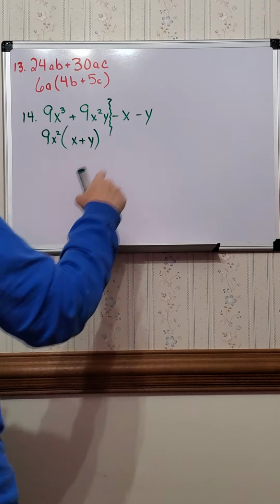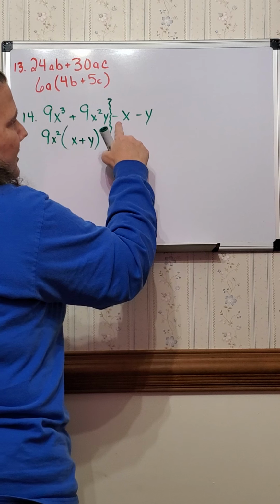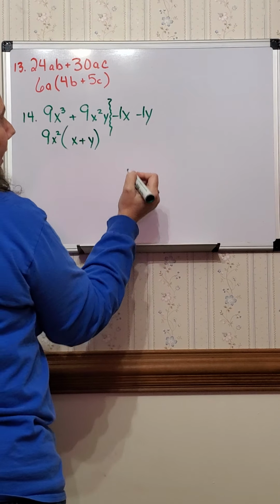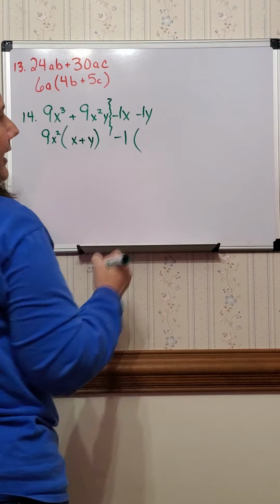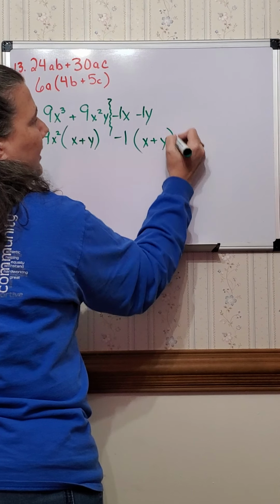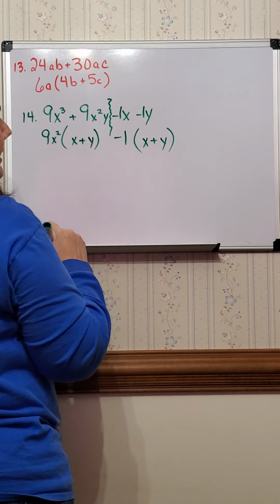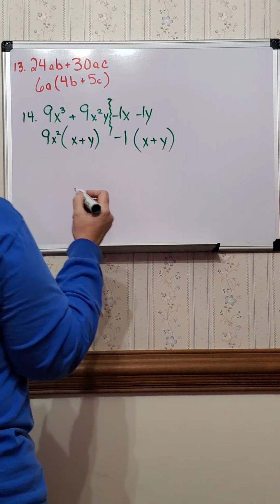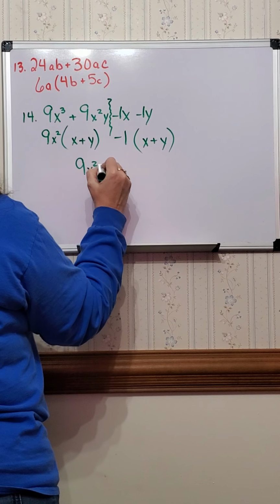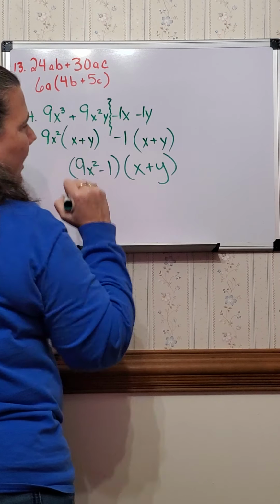Now, look here. It doesn't look like there's anything common that I can pull out there. But if you notice, this is a negative 1x, and this is a negative 1y. So I can pull out that negative 1, and when I pull out that negative 1, I am going to be left with x plus y. Because remember, a negative times a positive is going to give me that negative. So at this point, what am I going to do? I'm going to put it all together. 9x squared minus 1, and then x plus y.